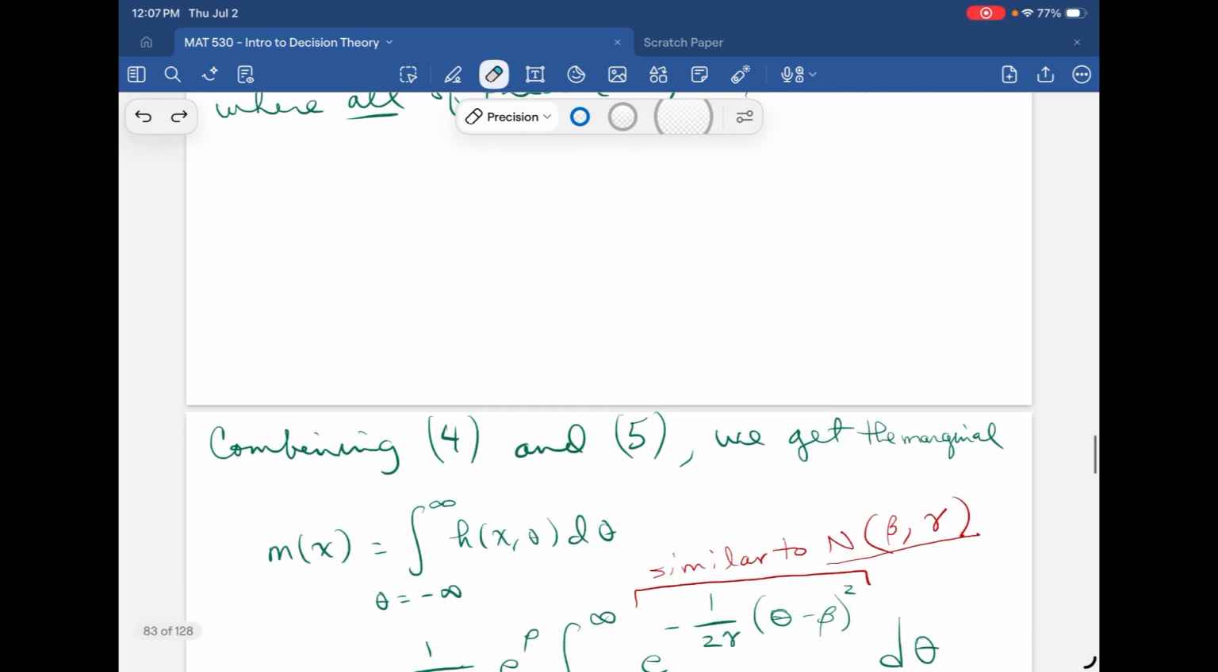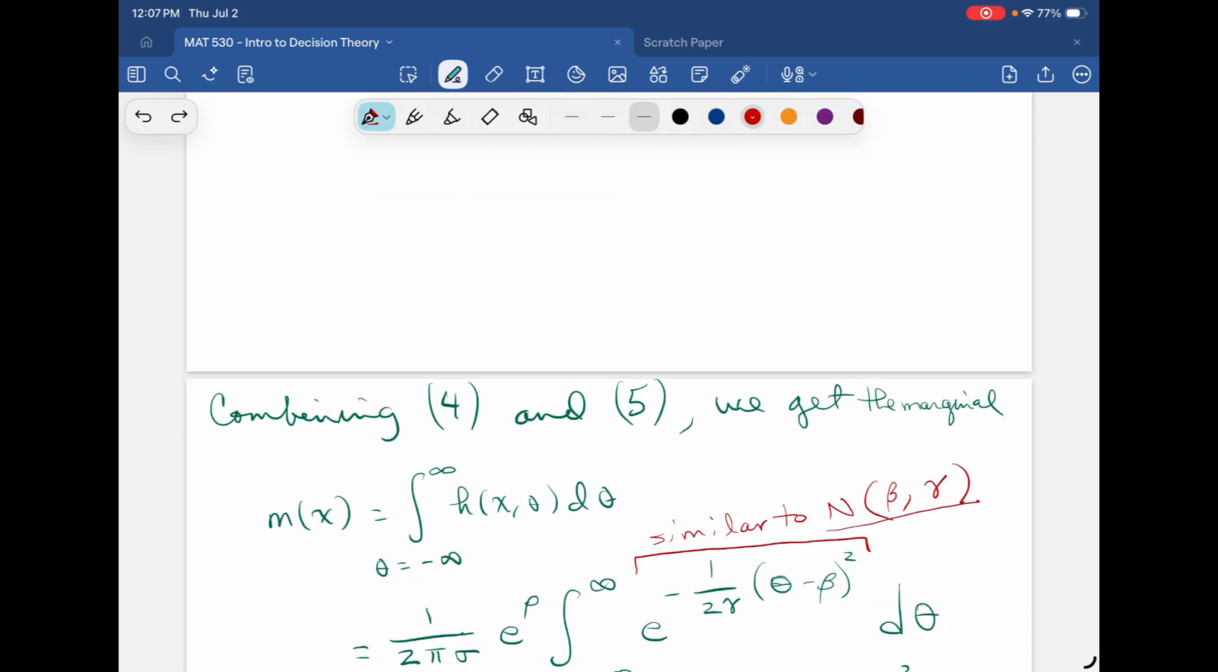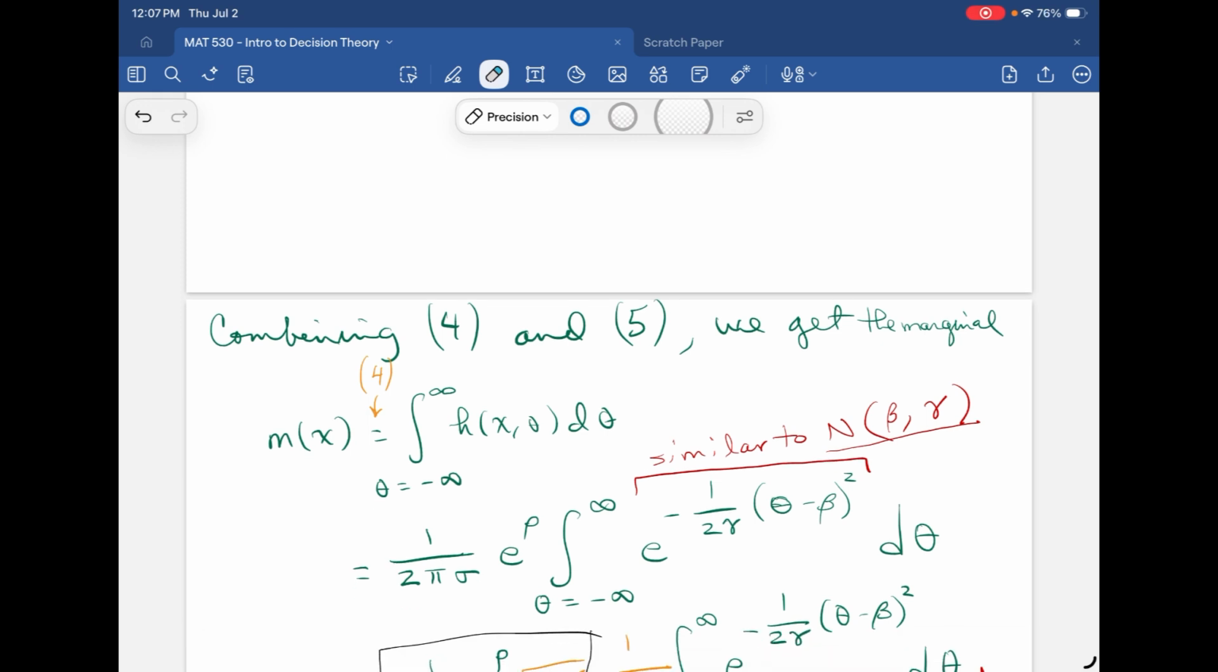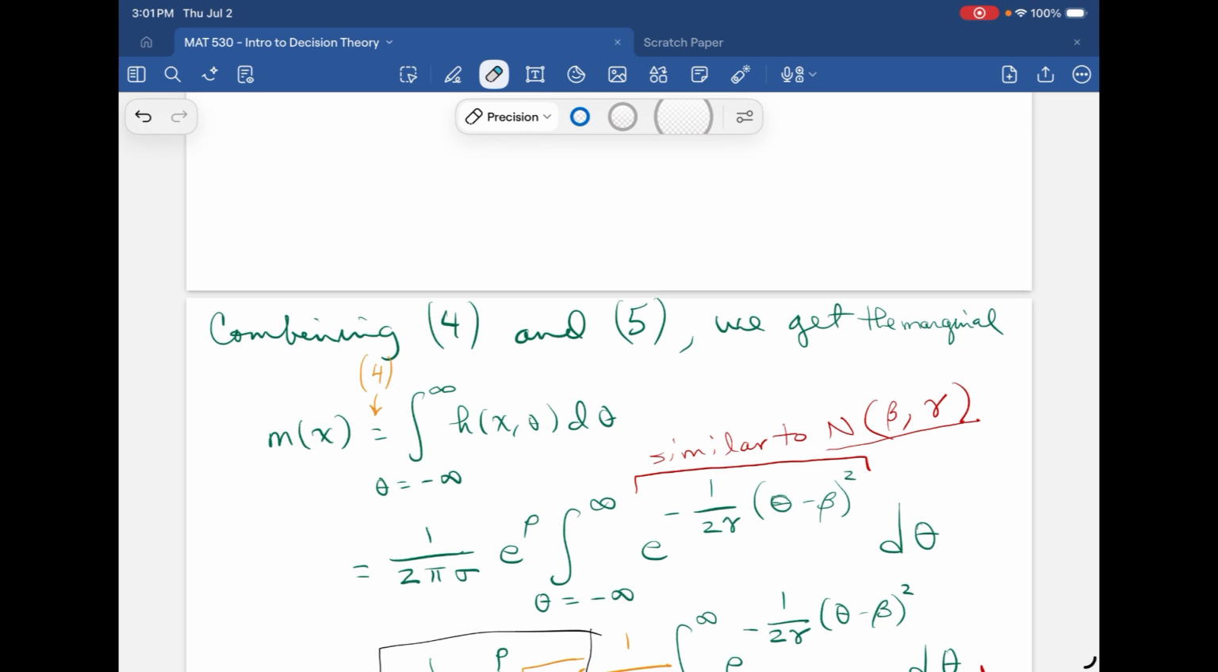Now combining 4 and 5. 4 is where we just mentioned that to get the marginal, we integrate out theta. And then 5 is where we got the particular form of the joint distribution. And so you see that here. We also need to make note that what we're integrating here is similar to a normal distribution, right? We're integrating with respect to theta, and here beta is a constant, as is gamma.